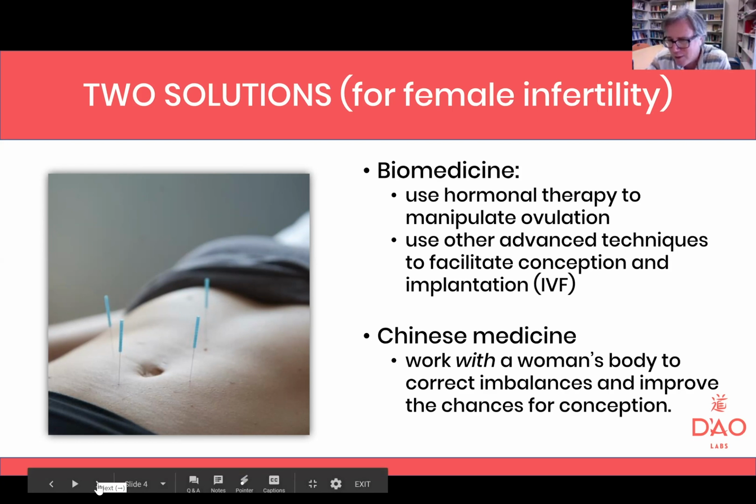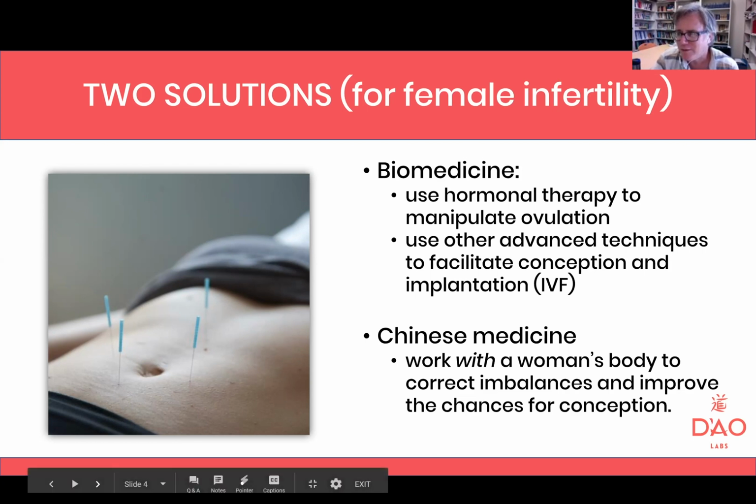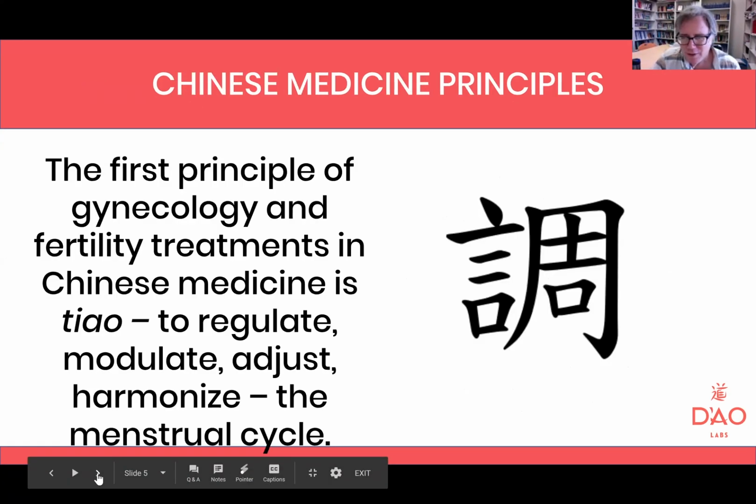The approach in Chinese medicine is radically different. And here we're really working with a woman's body. We're trying to correct the imbalances and the patterns of disharmony that we see affecting fertility. And through that approach, we try to maximize and improve the woman's chances for conception. Let's go on to the next slide.